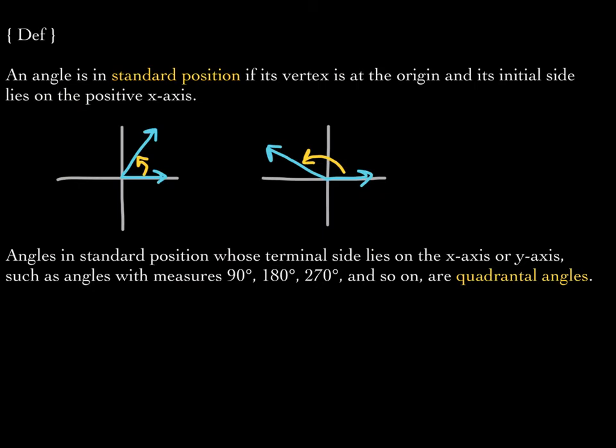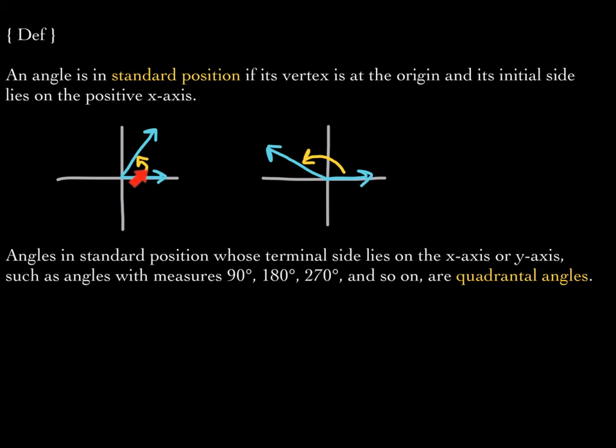All right, two definitions for us. An angle is in standard position, and this is very important, if its vertex is at the origin and its initial side lies on the positive x-axis. I've drawn two pictures for you. This angle is in standard position because this is the initial side and it lies on the positive x-axis, and the vertex is at the origin. This angle is said to be in standard position.